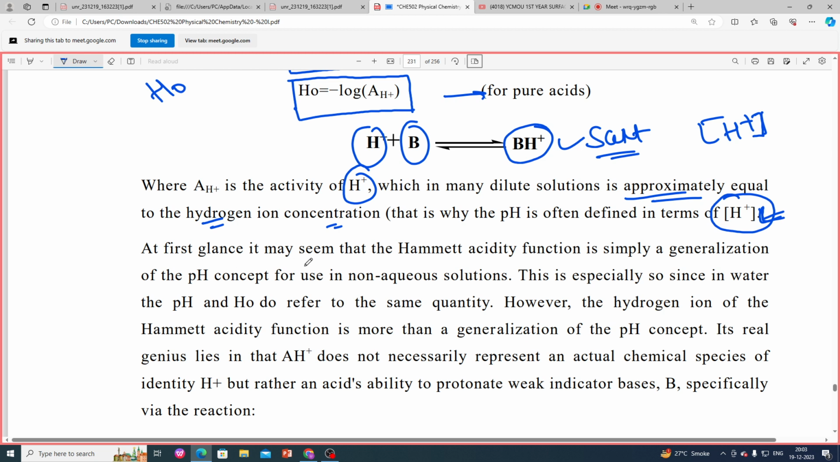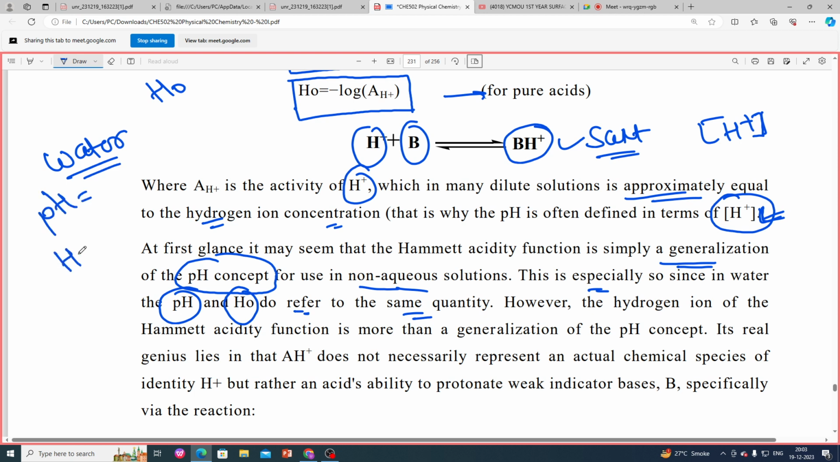At first glance it may be seen that the Hammett acidity function is simply a generalization of the concept of pH. For use in a non-aqueous solution this is especially so, since in water the pH and H0 refer to the same quantity. If you are considering water, the pH value of water and the H0 value of water are the same. What do you mean by H0? That is the Hammett acidity function. What does H0 mean? Hammett acidity function.